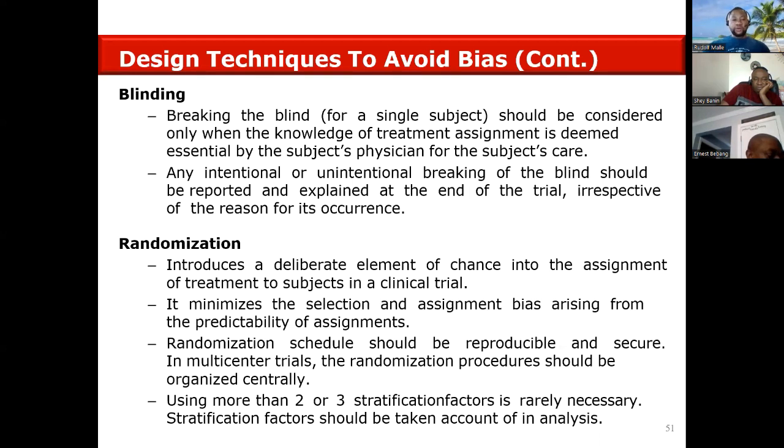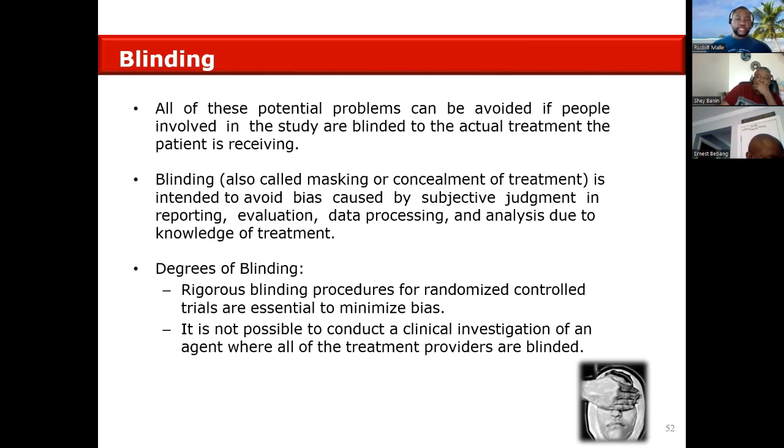Unblinding will usually occur when the investigator realizes that they have a severe adverse event in a particular patient. If that happens for all the patients, then it becomes a much bigger concern. But if it's just one patient going through this, then they have the ability to request unblinding, so they can know what treatment the patient is receiving and better assess them clinically. So all of these potential problems can be avoided if people involved in the study are blinded to the actual treatment that the patient is receiving.